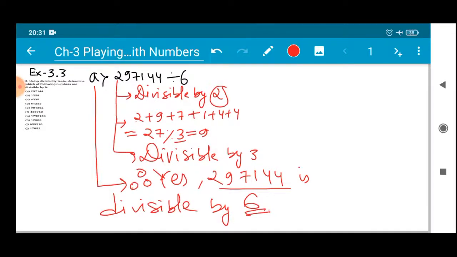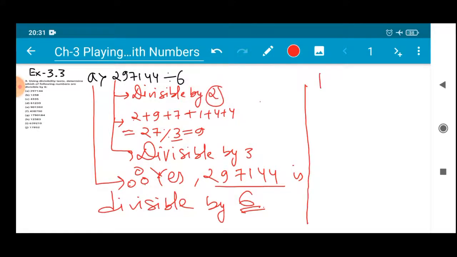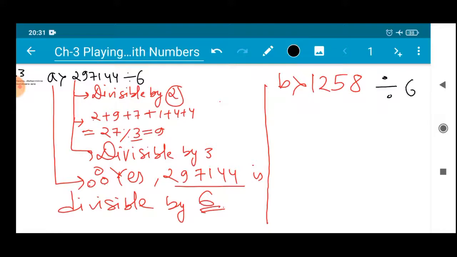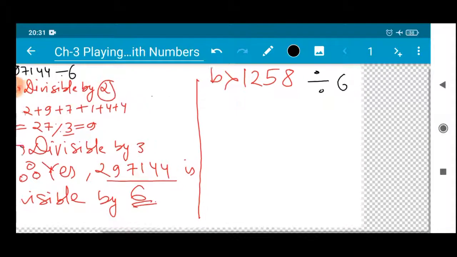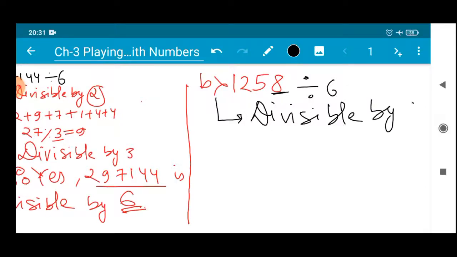Okay, so the next number we have is 1258. So let's do it here. Now here also we have to check in a similar manner whether it is divisible by 6 or not, using the divisibility rule. You already got the idea that we have to check with 2 as well as 3. So here also we can easily state that it will be divisible by 2. Why? Because the unit digit, that is the ones position, carries an even number, that is 8. So we can write: divisible by 2.